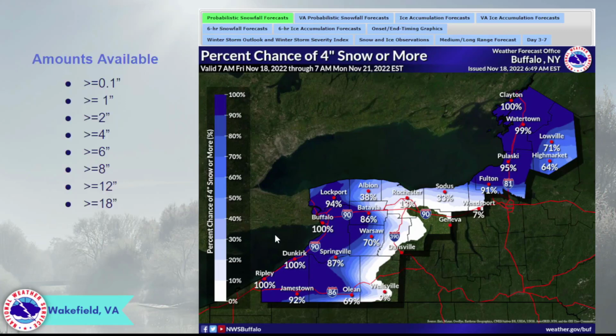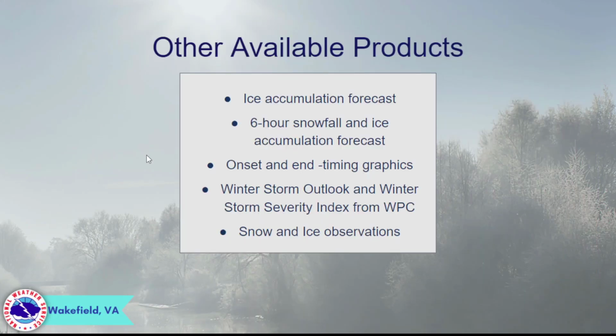We have a bunch of options for this. We've got options ranging from a 1/10 of an inch all the way up to 18 inches. We have a bunch of other products available to you on that page and in the different tabs. For example, there's the ice accumulation forecast. It's very similar to what we were just looking at, except in ice amounts instead of snow.